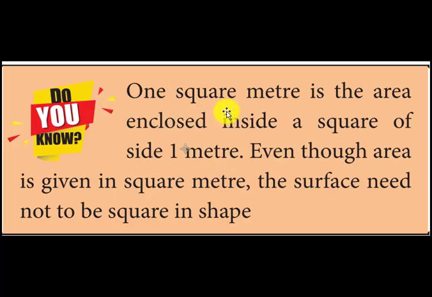Okay, look at these sentences. 1 square meter is the area enclosed inside a square of side 1 meter. Even though area is given in square meter, the surface need not be square in shape. You know what is a square, is it not? If you want to mention the area of a square, you have to denote it in square meter or meter square, is it not? You should not confuse the unit with the shape.